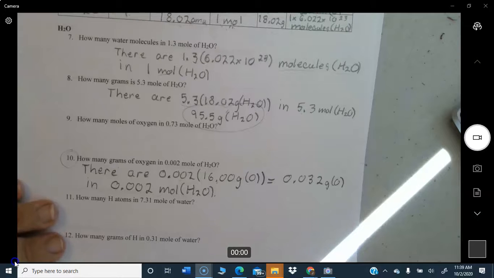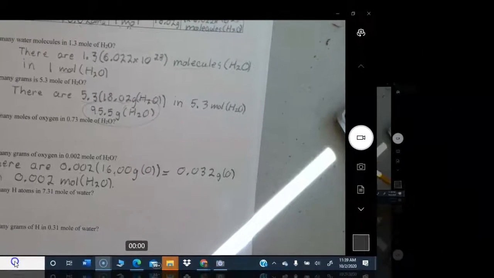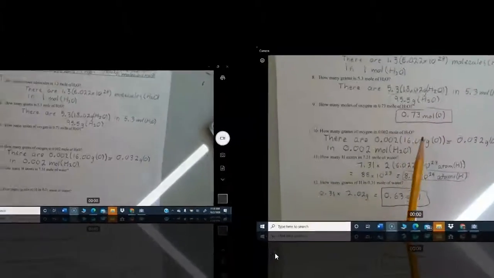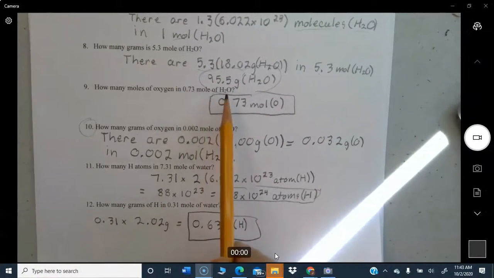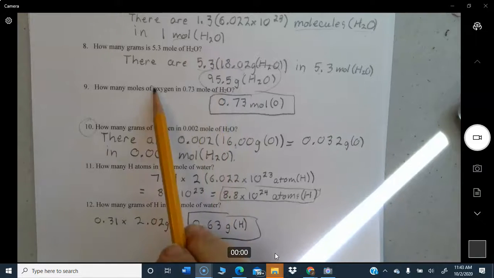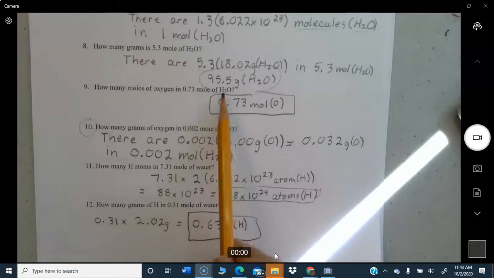Okay, I'm going to go ahead and give you the answers to the other 3, and you can work those on your own. Okay, and here are your answers to the other 3. How many moles of oxygen in 0.73 moles of H2O? Well, there's 1 mole of oxygen for every 1 mole of H2O. So in 0.73 moles of H2O, there's 0.73 moles of oxygen.